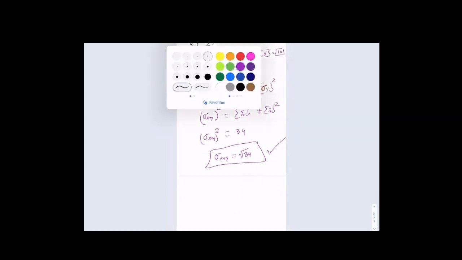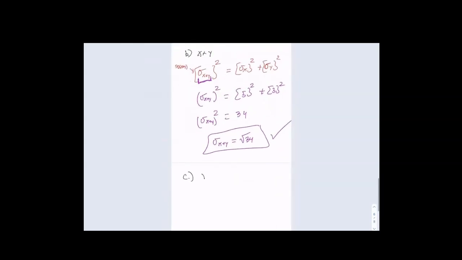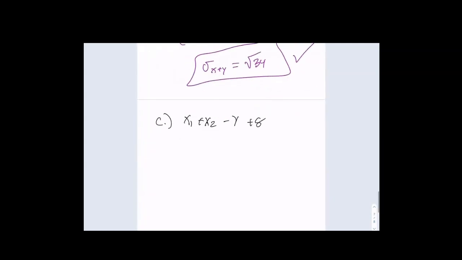Okay, we got time for another example. Like I said, let's do x1 plus x2 minus y plus 8. All right. So we want to find in this problem the standard deviation. And this is what you're doing in your homework tonight, over and over. x1 plus x2 minus y plus 8.